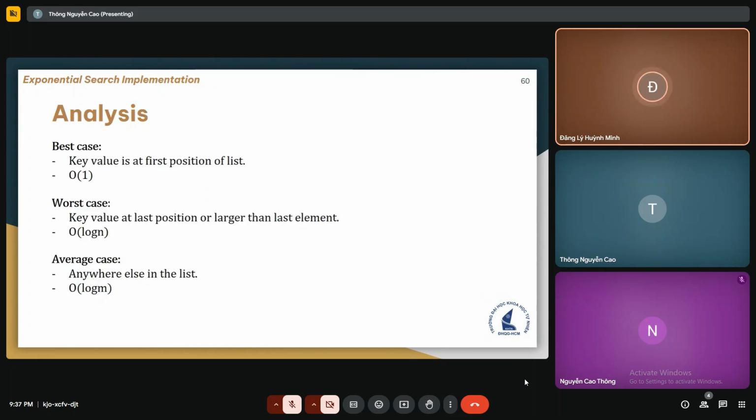Let's analyze a bit about the implementation. In the best case, the key value is at the first position of the list, so it returns and exits the search immediately in constant time. In the worst case, the key value is at the last position or larger than the last element, which takes O(log m), like binary search. And in the average case, it is anywhere else on the list, which takes O(log m), where m is the index of the key.